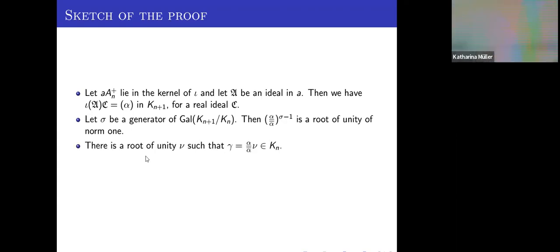But now we can compute group homologies for these CM fields. And we can actually show that I have a root of unity of norm 1, and then there's another root of unity nu, such that nu to the sigma minus 1 is this alpha over alpha bar to the sigma minus 1. So the two elements, alpha over alpha bar and nu, differ by an element annihilated by sigma minus 1, which is in Kn. So I get a gamma, which is my generator alpha over alpha bar, and I multiply with some root of unity.